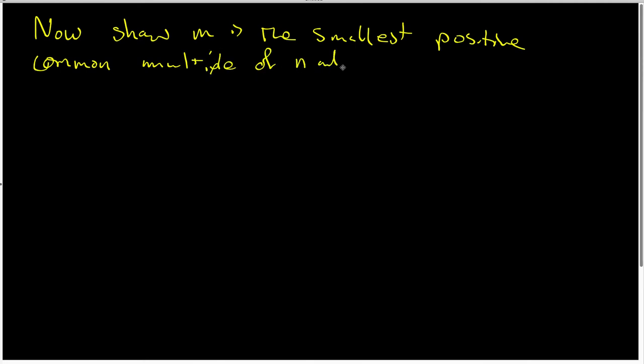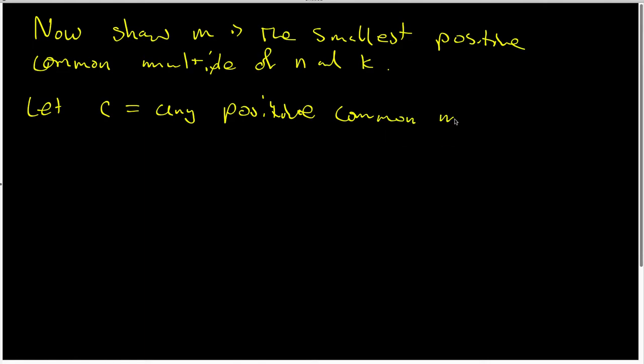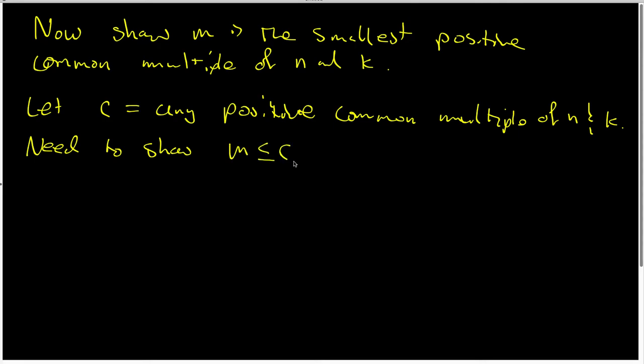of n and k. Now, what I want to do here is I want to simply say, let's let c be any positive common multiple of n and k. And I need to show that m is less than or equal to c. And if I can do that, then I know that I'll be able to say m is the least common multiple of n and k.